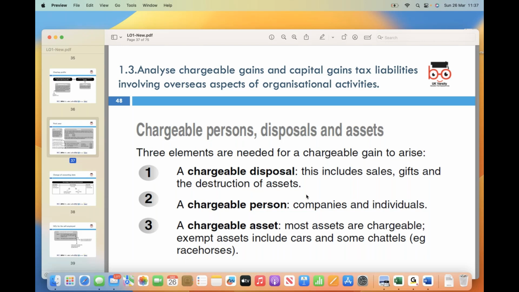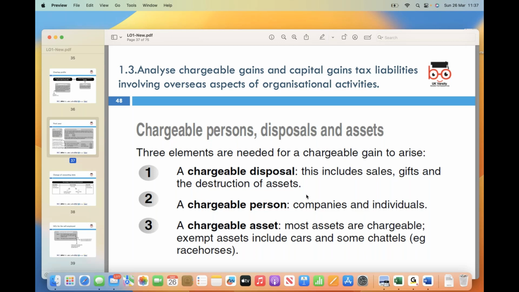Then chargeable person can be either an individual or a company. Then chargeable assets: most assets are considered chargeable, but there are some exemptions, such as cars and certain charitable assets.